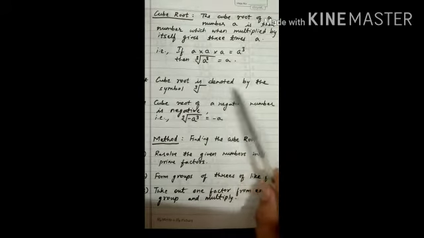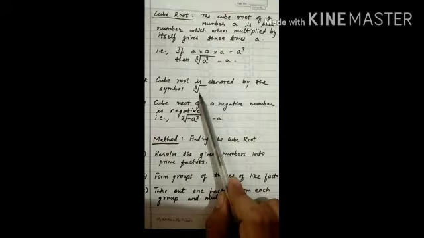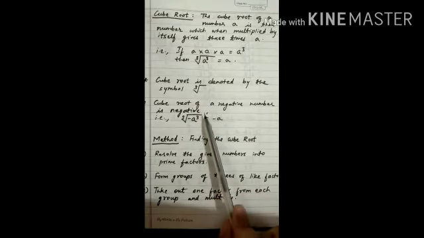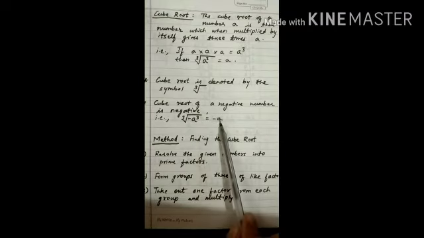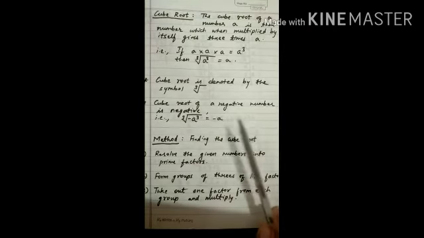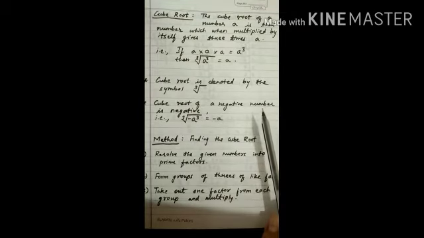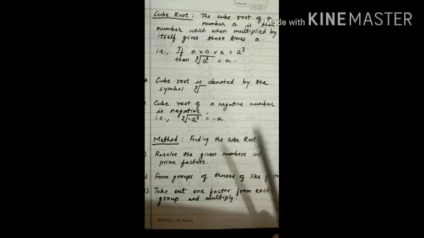The cube root is denoted by the symbol like this. You can see there is a root symbol and inside the root there is a small 3. This means cube root. Cube root of a negative number is always negative. Suppose the cube root of minus a cube equals minus a. Suppose the cube root of minus 8 will be equal to minus 2. Cube root of minus 27 will be equal to minus 3, and so on.